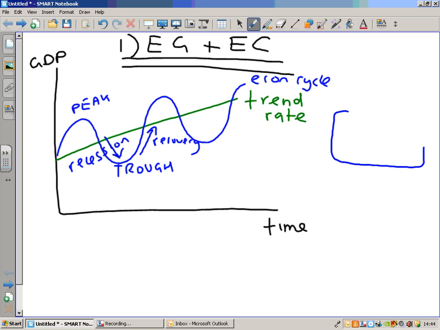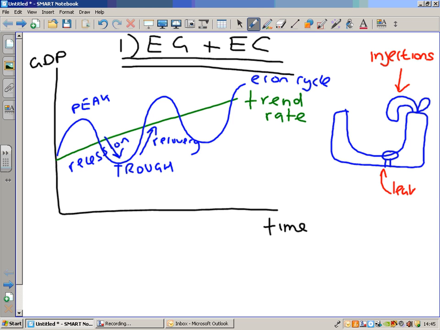We can represent our economy by a bathtub. We have our taps. We have our plug. So try and think about the tap. When you turn it on, you're injecting water into the bathtub. You're injecting GDP into the economy. The plug is the leakages. It's money flowing out of the economy. Now, what we should now know is that the injections into the economy are investment, government spending, and exports. The three leakages are imports, savings, and taxation.